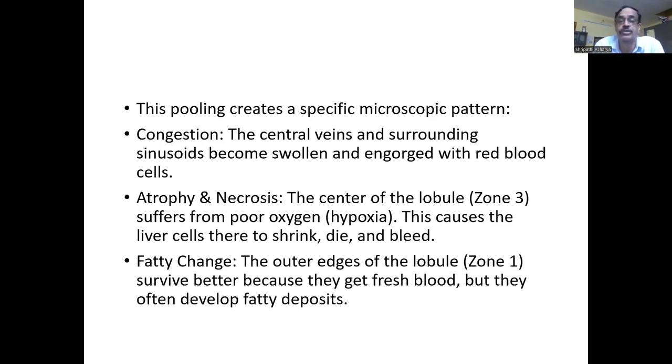The center of the lobule, zone 3, suffers from poor oxygen, hypoxia, which causes the liver cells to fail and die. The outer edges of the lobule, zone 1, survive better because they get fresh blood, but they often develop fatty deposits.